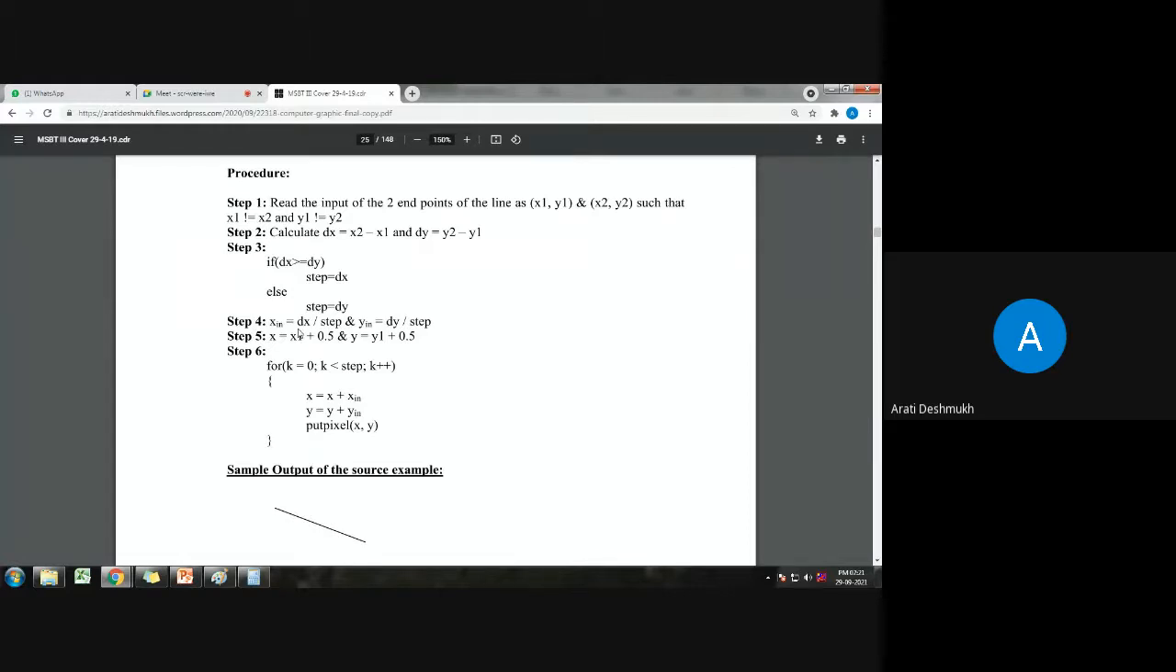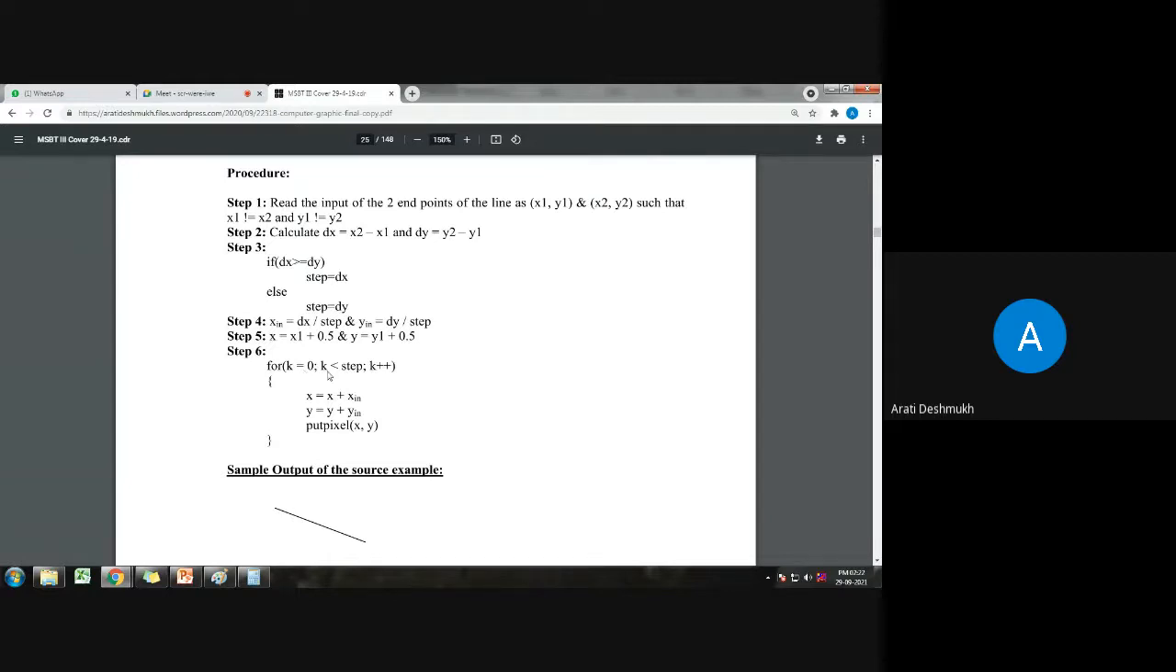For the x increment we want to find out, it is dx upon step, and y increment is equal to dy upon step. We have to increment it by 0.5. So x is equal to x1 plus 0.5 and y is equal to y1 plus 0.5. There is a for loop from the starting to the end point. We have to plot the points, so we use a for loop.